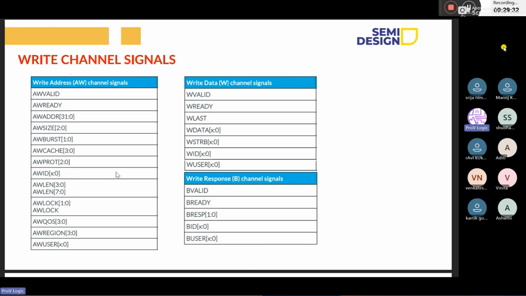Okay. So these are the different write address channel signals in the AXI protocol. Clear, everyone? Any doubts? In AW length and AW lock, there are two kinds, like 3 down to 0 and 7 down to 0. I mean, how does it depend on AW lock? Actually, here one is related to the opcode and one is related to the other, two types will be there.